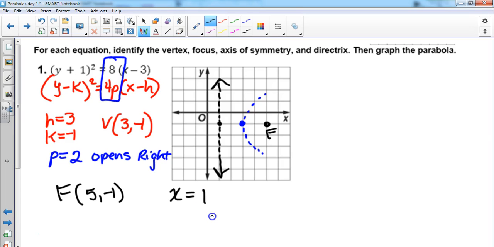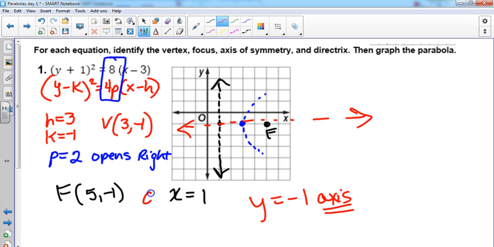Axis of symmetry. Guys, I always just remember it this way. I look at the focus and vertex, those two things combined. What do they have in common? They both have y equals negative 1. That's the line that connects them. That's the axis of symmetry. This was the axis of symmetry. This was the directrix.